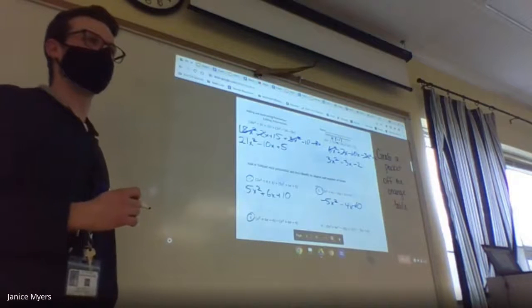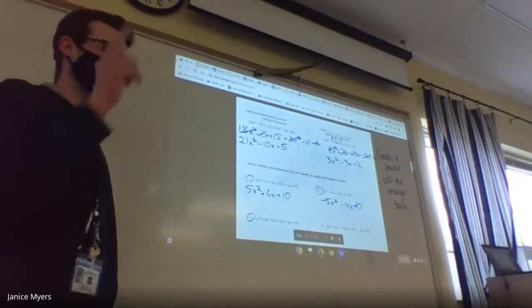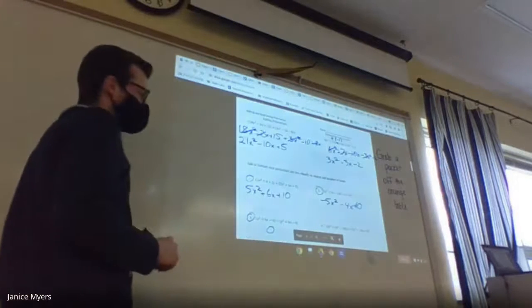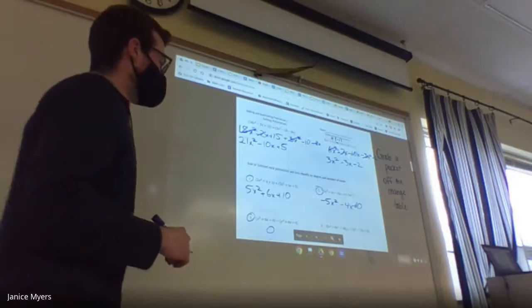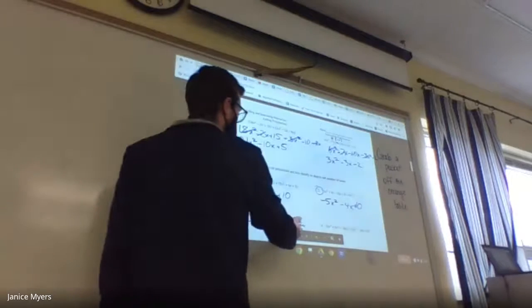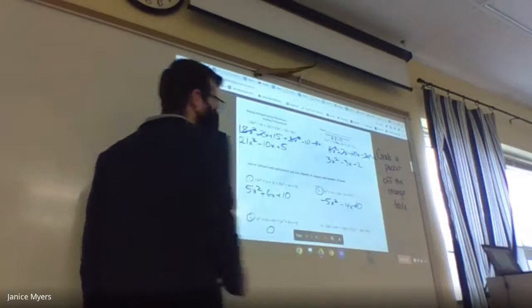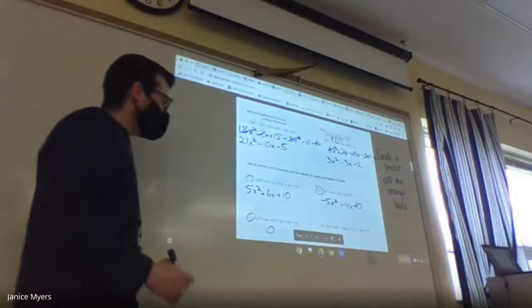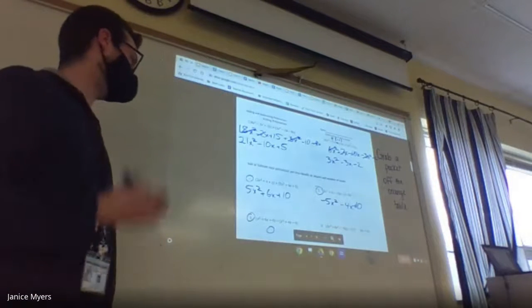What'd you get? 0. Because if you notice, x squared plus 6x minus 4 minus x squared plus 6x minus 4. They're exactly the same. It's the same thing as taking 1 minus 1 or 2 minus 2. Everything just cancels out.